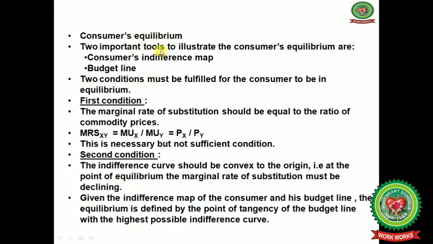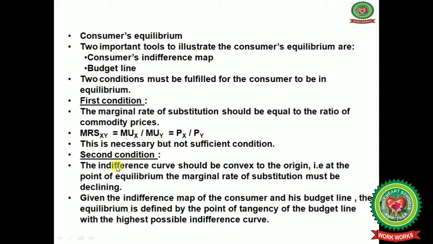Consumer's equilibrium. Two important tools to illustrate the consumer's equilibrium are the consumer's indifference map and the budget line. Two conditions must be fulfilled for the consumer to be in equilibrium. The first condition is that the marginal rate of substitution should be equal to the ratio of commodity prices. The marginal rate of substitution of the two commodities X and Y is equal to the ratio of the marginal utility of X commodity to the marginal utility of Y commodity, and it is equal to the ratio of the price of X commodity to the price of Y commodity. This is a necessary but not a sufficient condition.